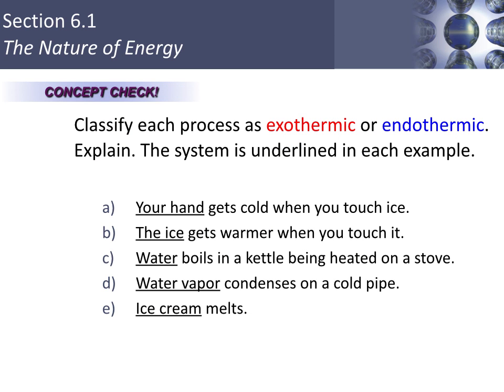Let's take another practice. I want you to think about the processes here, whether they are exothermic or endothermic, and explain why. In these questions, the system is underlined in each example. For A, your hand is the system. Your hand gets cold when you touch ice. Is that endothermic or exothermic, and why? You should have said that it is exothermic, and that is because the heat energy leaves your hand and moves to the ice.